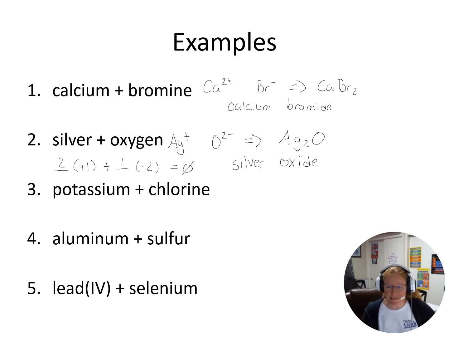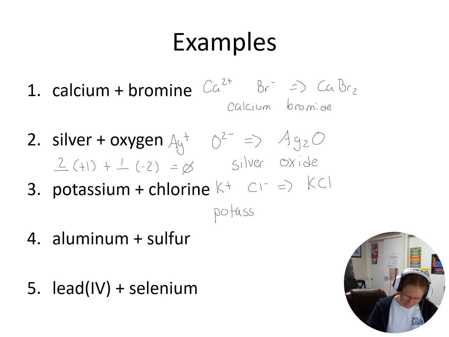Okay, potassium and chlorine. So potassium is group 1A, 1 valence electron makes a +1. Okay, chlorine, group 7A, needs 1 more, so it makes a -1. This one's easy. We don't need to write out our little equation because +1 and -1 already give us our charge balance of 0. So we're going to get KCl for potassium chloride. Okay. All right. Moving on.